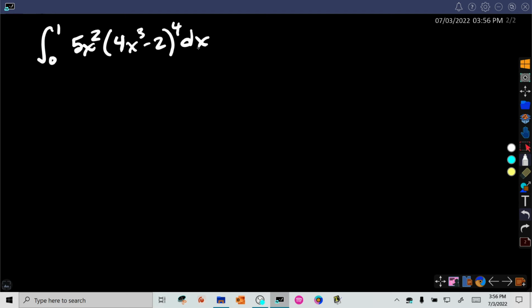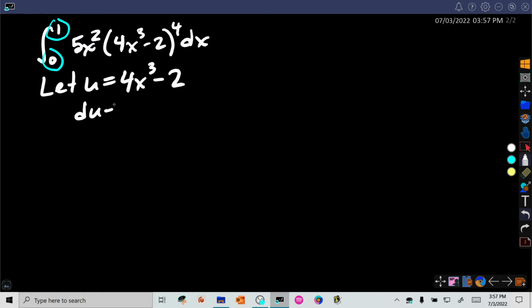In this problem, when we do u substitution, we also have to substitute the bounds. Right now, this thing right here and this thing right here are both in terms of x, not u. I notice when I do my u substitution, the derivative of this is going to equal something like that, so that works out well. That's what we wanted. So we're going to let u equal 4x cubed minus 2, and when I do the derivative, du is equal to 12x squared dx.